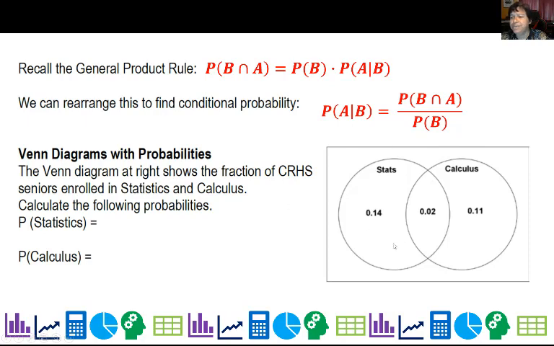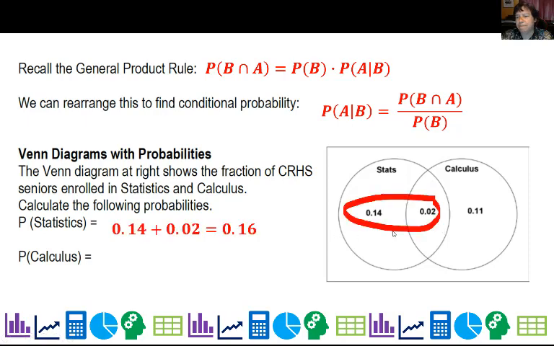So first of all, let's revisit this Venn diagram. We got a new Venn diagram showing the fraction of Cedar Ridge seniors enrolled in stats and calculus. So we do have some overlap. We have several kids that take both stats and calculus at the same time. If you're smart, you do stats and pre-cal at the same time. Anyways, so stats, probability of that is these two put together. So it's 16%. Probability of calculus, you put those two together and it's 13%.